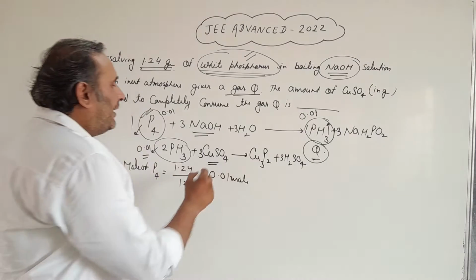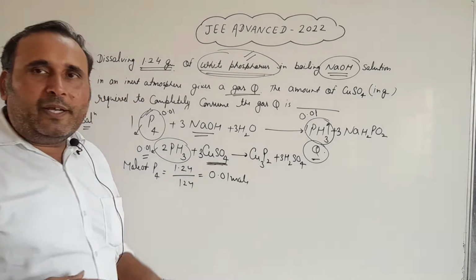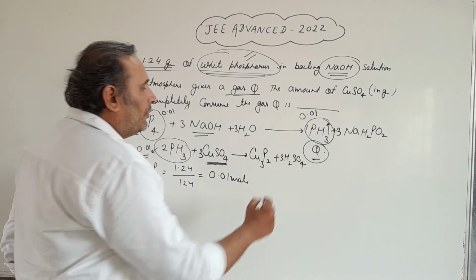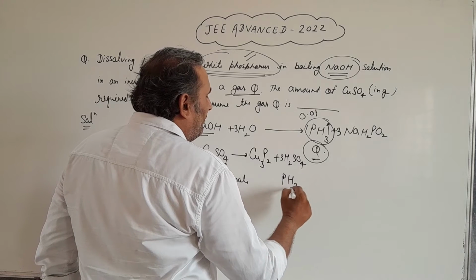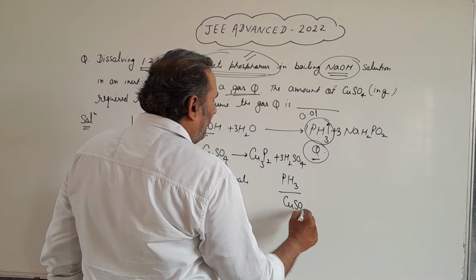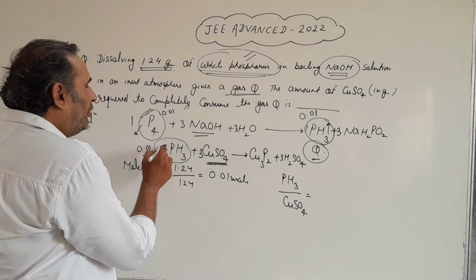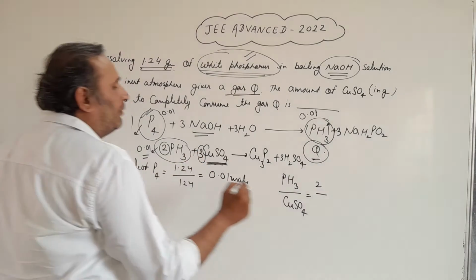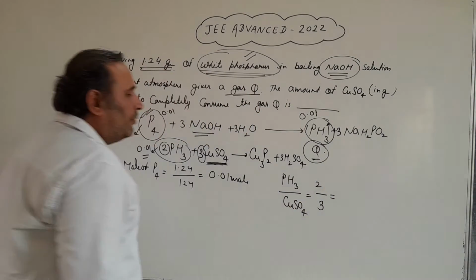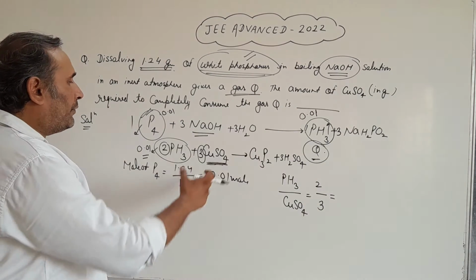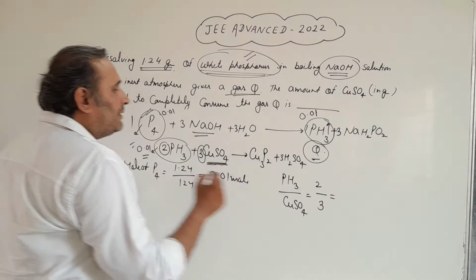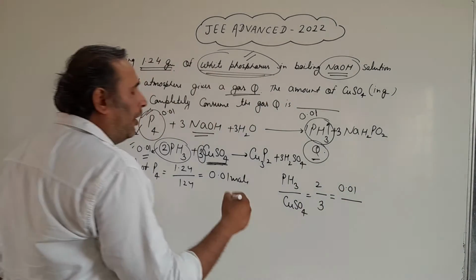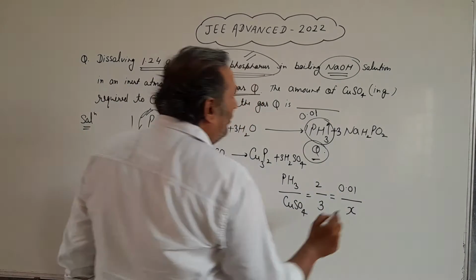So how can we find out the mass of copper sulfate? First of all, we have to find out the moles of copper sulfate that will completely react with PH3. We can calculate it very easily. In the PH3 to CuSO4 ratio, when we take 2 moles of PH3, we have to take 3 moles of CuSO4, copper sulfate. But when we take 0.01 mole of PH3, how many moles of CuSO4 do we have to take? That is equal to X mole.